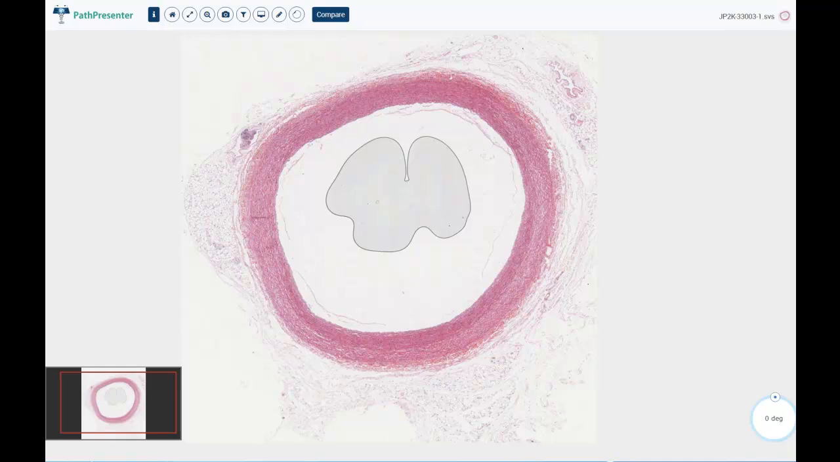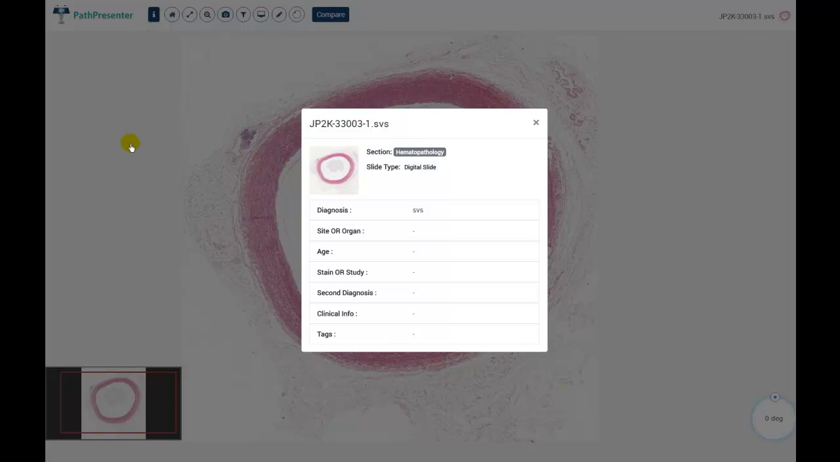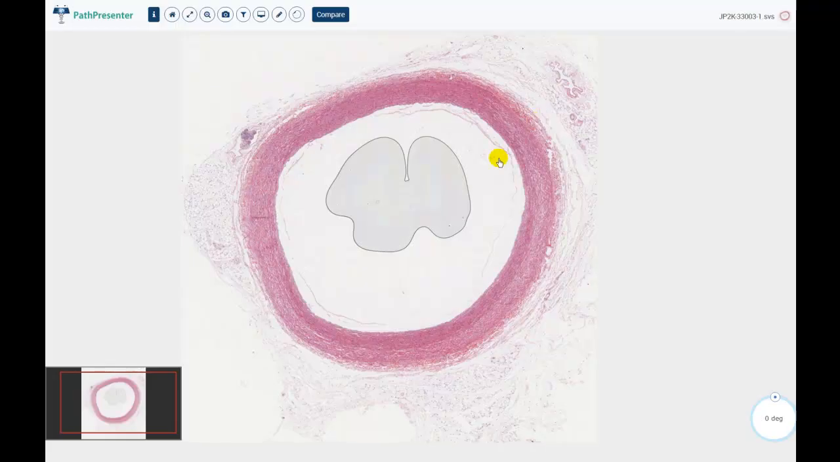This is a specimen that I found on Path Presenter. It is a large artery, and it's obviously stained with hematoxylin eosin. However, on this website that has a lot of path slides, it's under the section of hemopathology. It's a digital slide. Its format is an SVS slide, but there's no more information there. But I thought it was interesting.